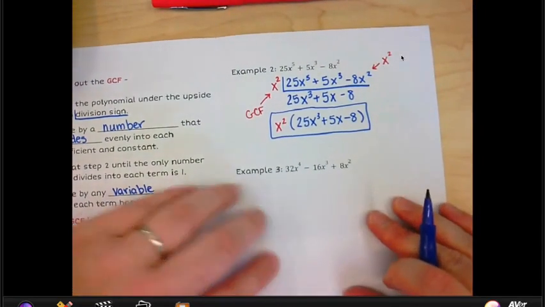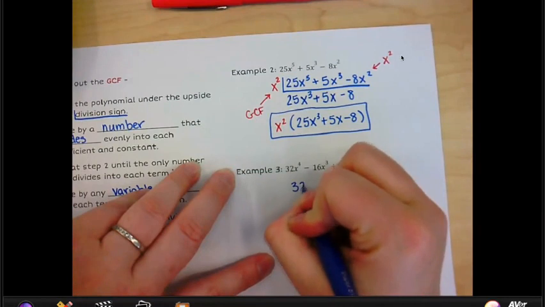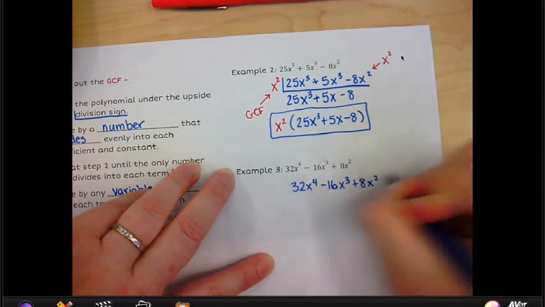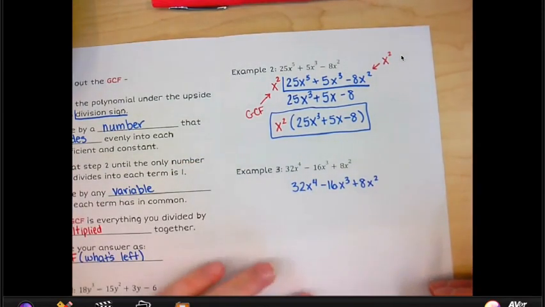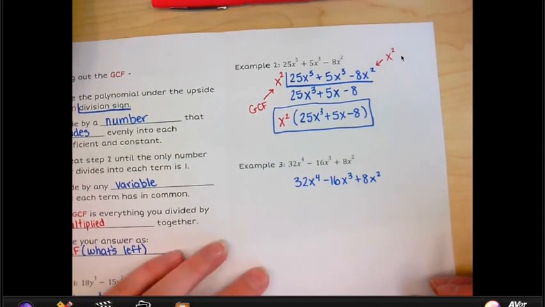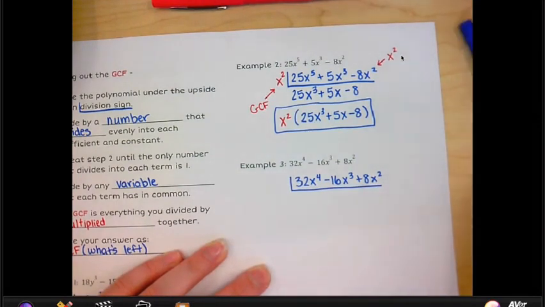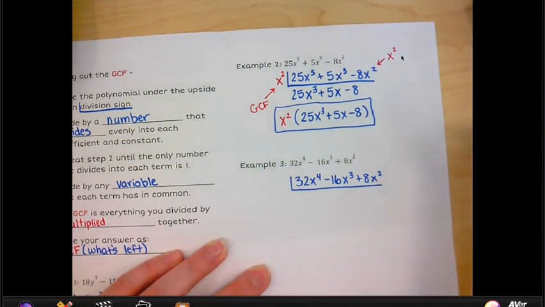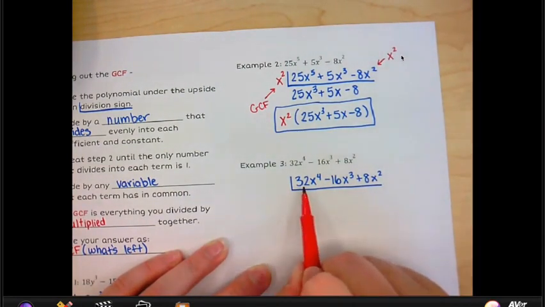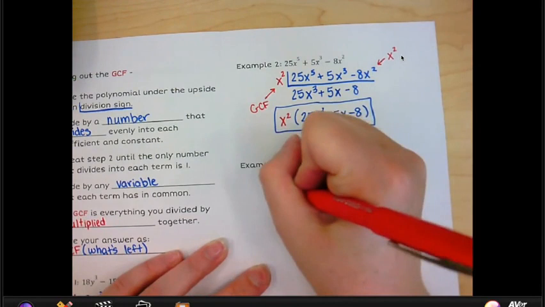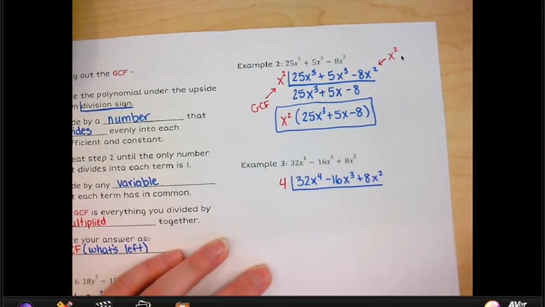Let's take a look at one more example. So we have 32x to the 4th minus 16x to the 3rd plus 8x squared. And you'll notice here this time, we will be able to do both numbers and variables. So I'm going to break this up. You may have seen some different numbers to be able to divide by, but I'm going to break this up in a way to show how the repeat step would work. So maybe we're looking at this, 32, negative 16, and 8, and you say, ooh, I can divide all of those by 4. You might notice something different and you can divide by that. But I'm going to start here with 4.